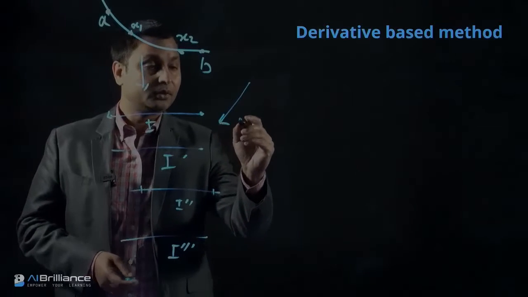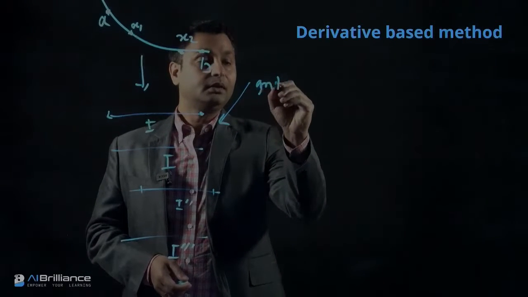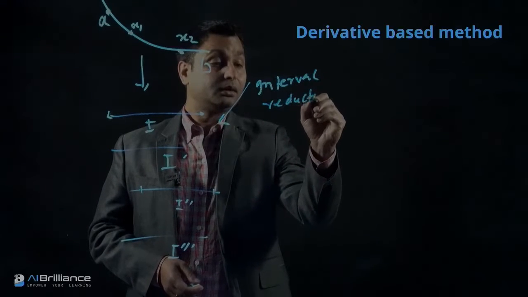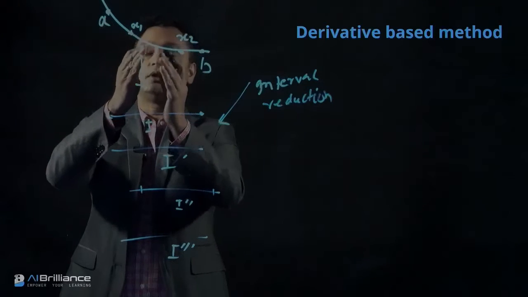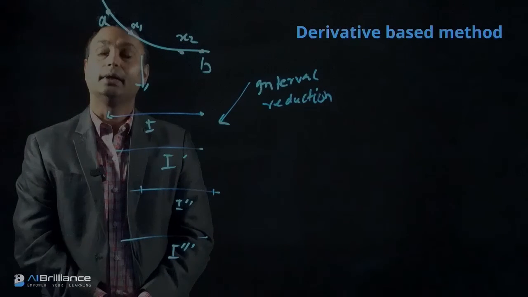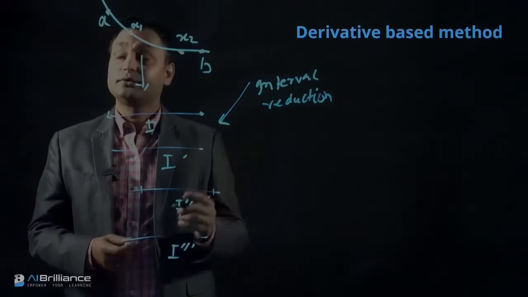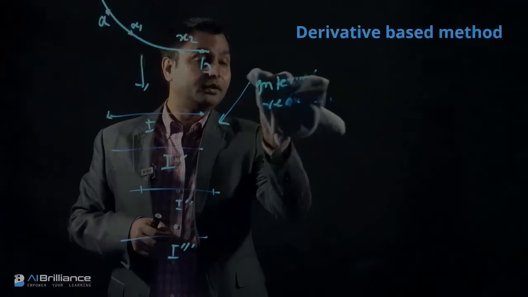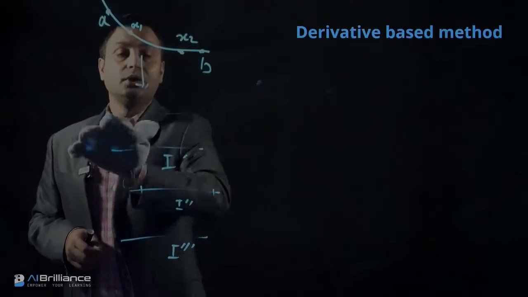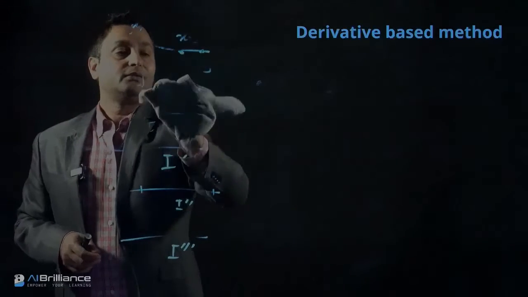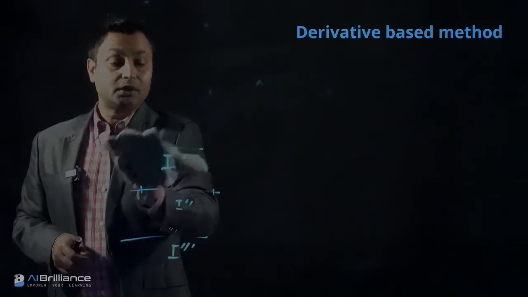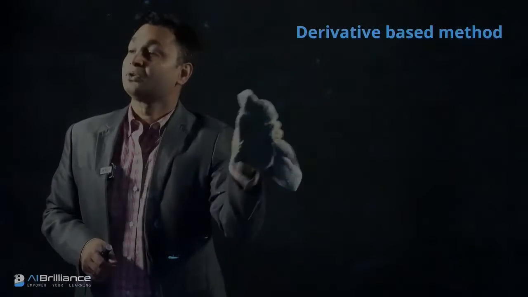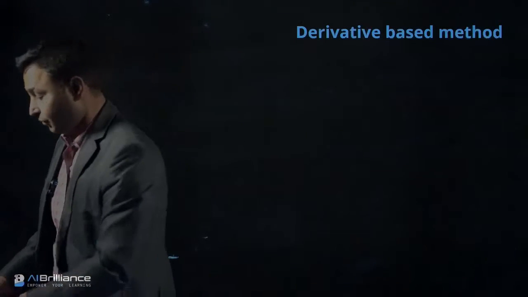But this is an interval reduction approach, where we make the intervals smaller and smaller to locate the optimal point. That is different in the Newton-Raphson method, where we use the derivative information of the function for which we are trying to find the optimum. So that's the key distinction. Here we will focus on the derivative-based approach.